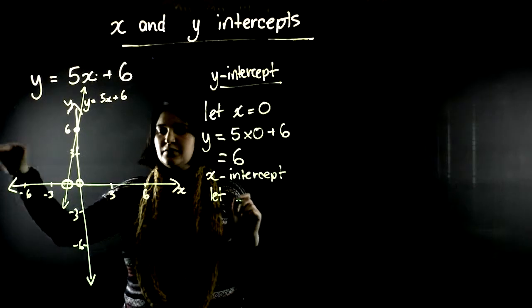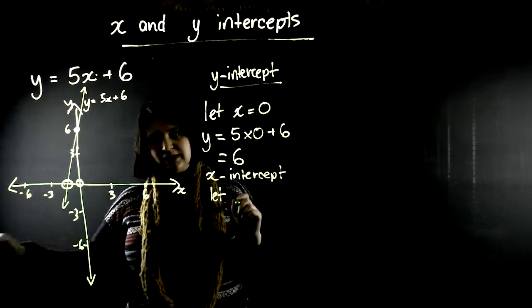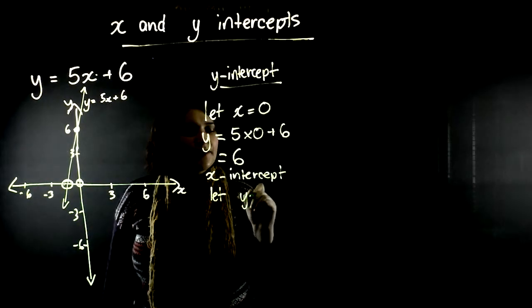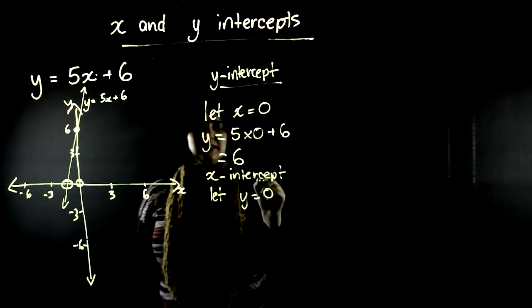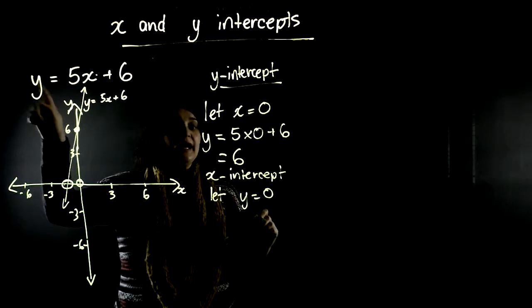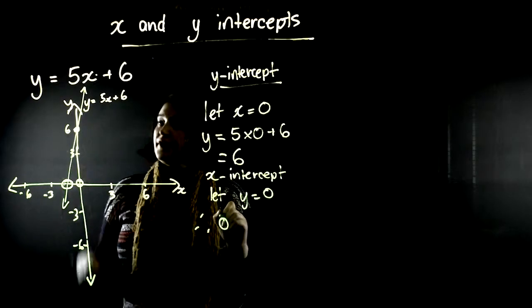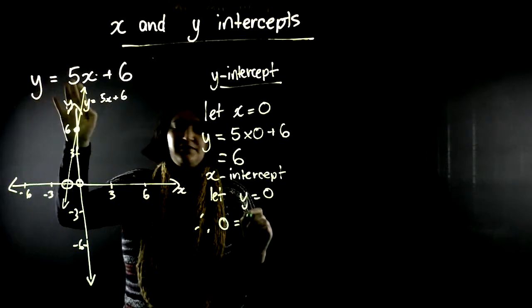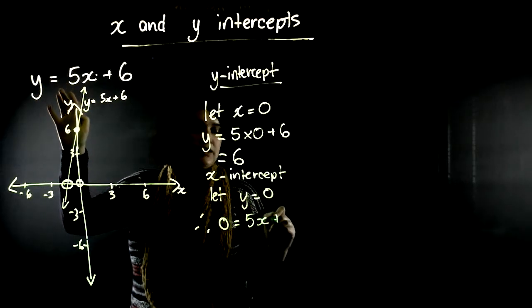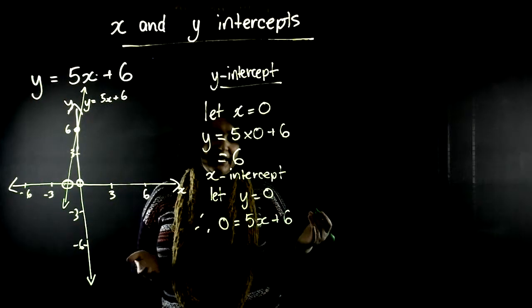Here, y is equal to 3. Here, y is equal to negative 6. On the axis, y is 0. So that means I substitute 0 in for y in the equation. So therefore, 0 equals 5x plus 6, and I now want to know what x is.